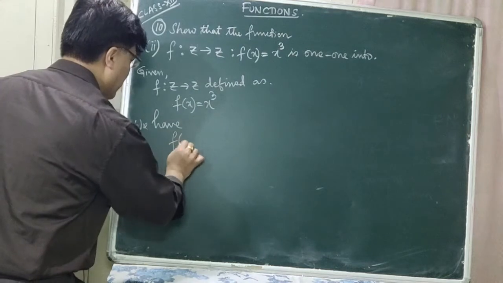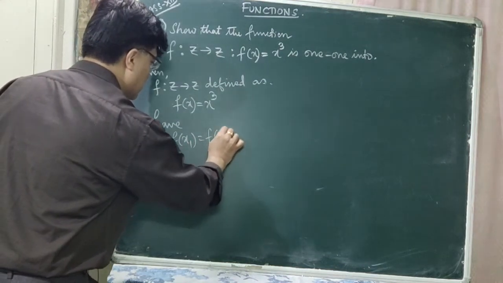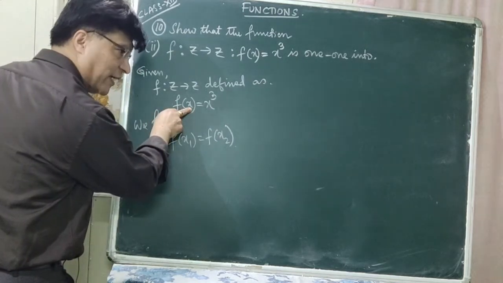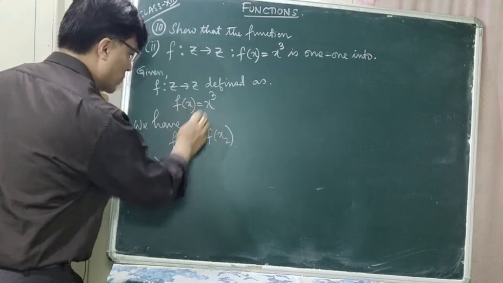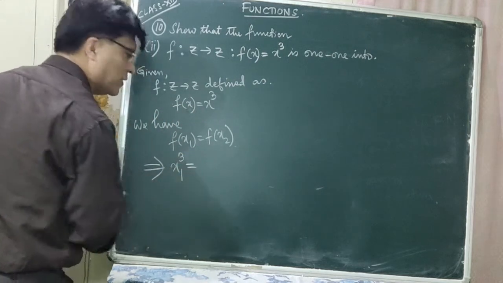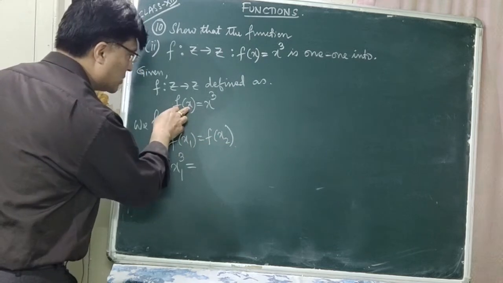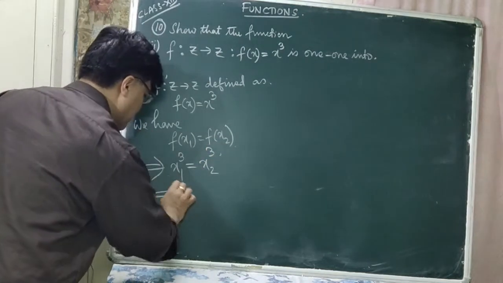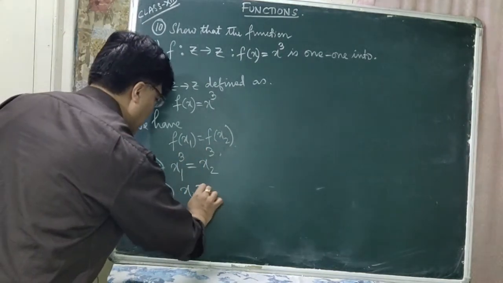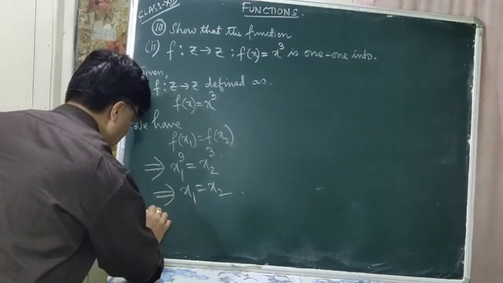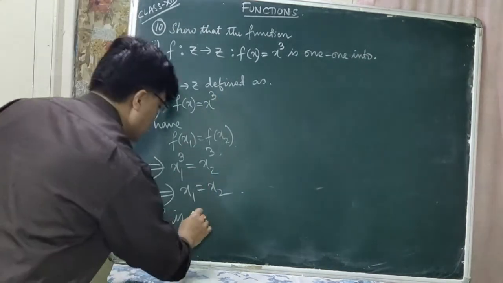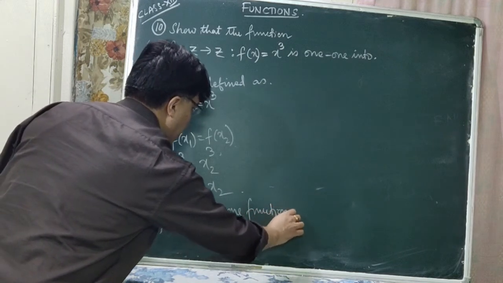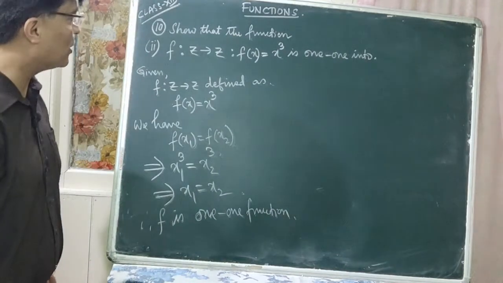So we have f of x1 is equal to f of x2, which implies that if you put x1 instead of x, what is the value for f of x1? It is x1 cube. This is x1 cube is equal to, what is f of x2? Instead of x, you put x2. So f of x2 is equal to x2 cube, which implies that if powers are equal, bases must be equal. So x1 is equal to x2. Therefore, f is what? 1-1 function. Therefore, f is 1-1 function. Is that clear to all of you?